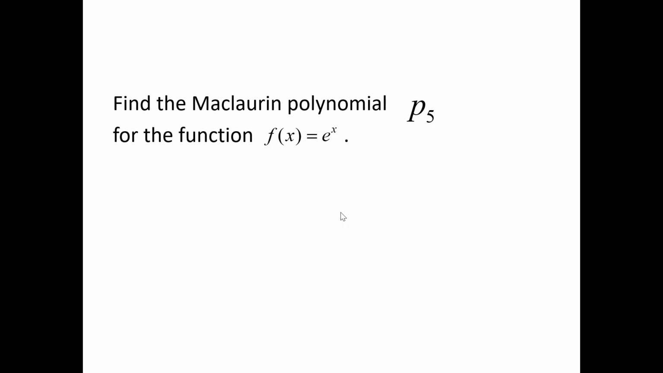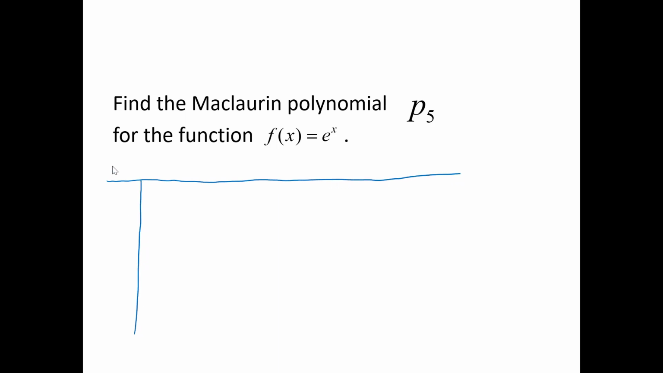So find the Maclaurin polynomial for the function f of x. So find the Maclaurin polynomial P sub 5. So we want the fifth degree Maclaurin polynomial for the function f of x equals e to the x. Okay, so we're just going to start all over here. And the way I like to do this is by making a table.